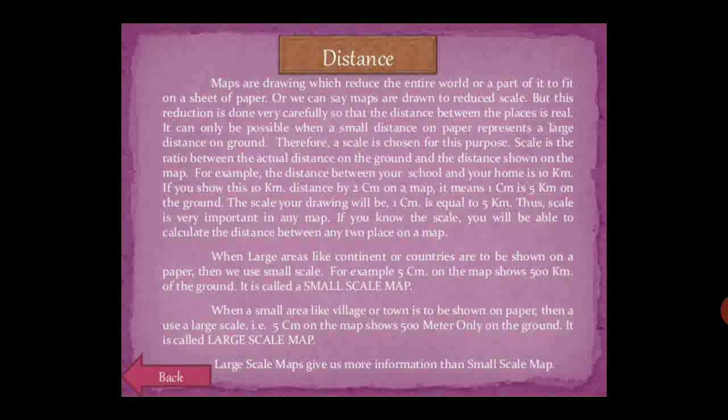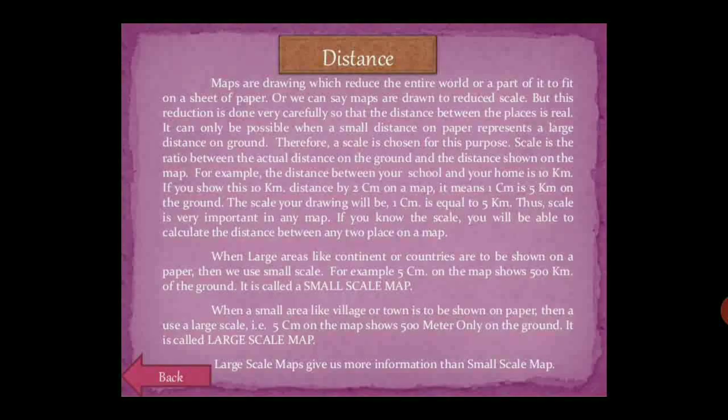Distance. Maps are drawings which reduce the entire world or a part of it to fit on a sheet of paper. We can say maps are drawn to reduced scale. But this reduction is done very carefully so that the distance between the places is real. It can only be possible when a small distance on paper represents a large distance on ground. Therefore, a scale is chosen for this purpose. Scale is the ratio between the actual distance on the ground and the distance shown on the map.